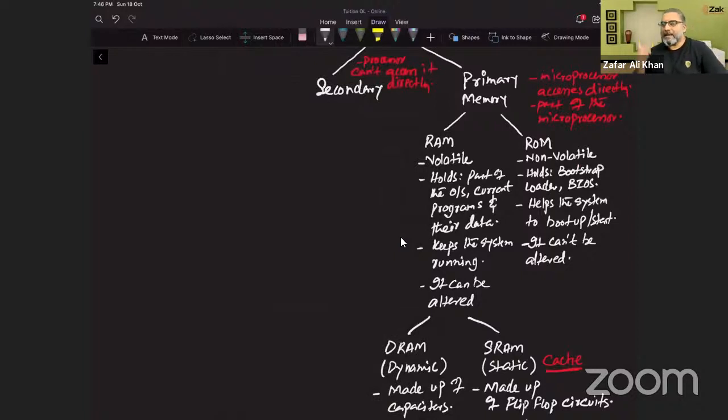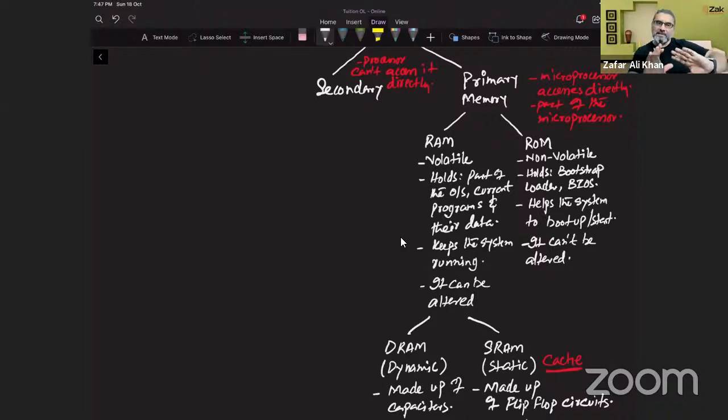Secondary memory is the memory which is held inside the computer's box. If it is your phone, it is inside the phone. If it is your laptop, it is inside the laptop. And if it is your iPad or tab, it is inside the iPad or tab. All right?